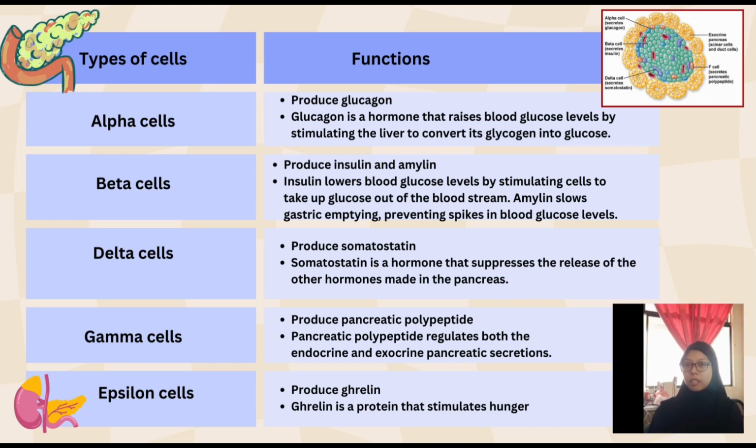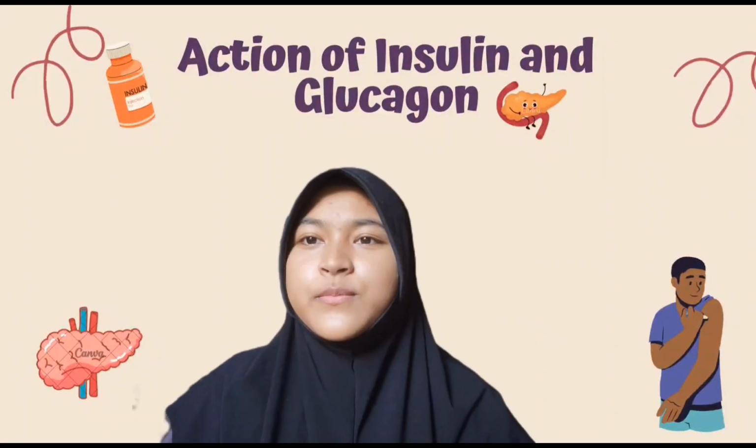Next, the epsilon cells produce ghrelin and make up less than 1% of the total islet cells. Ghrelin is a protein that stimulates hunger.